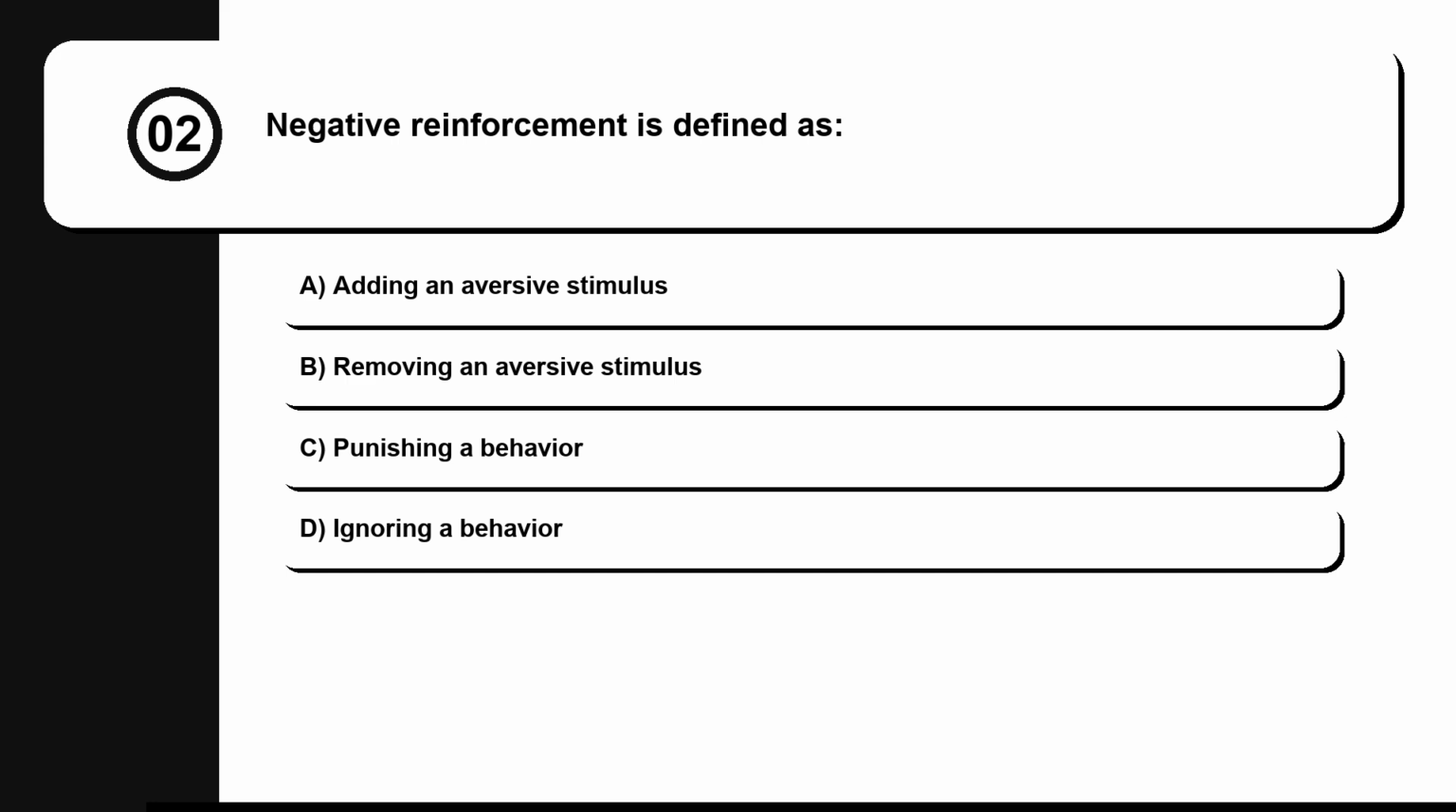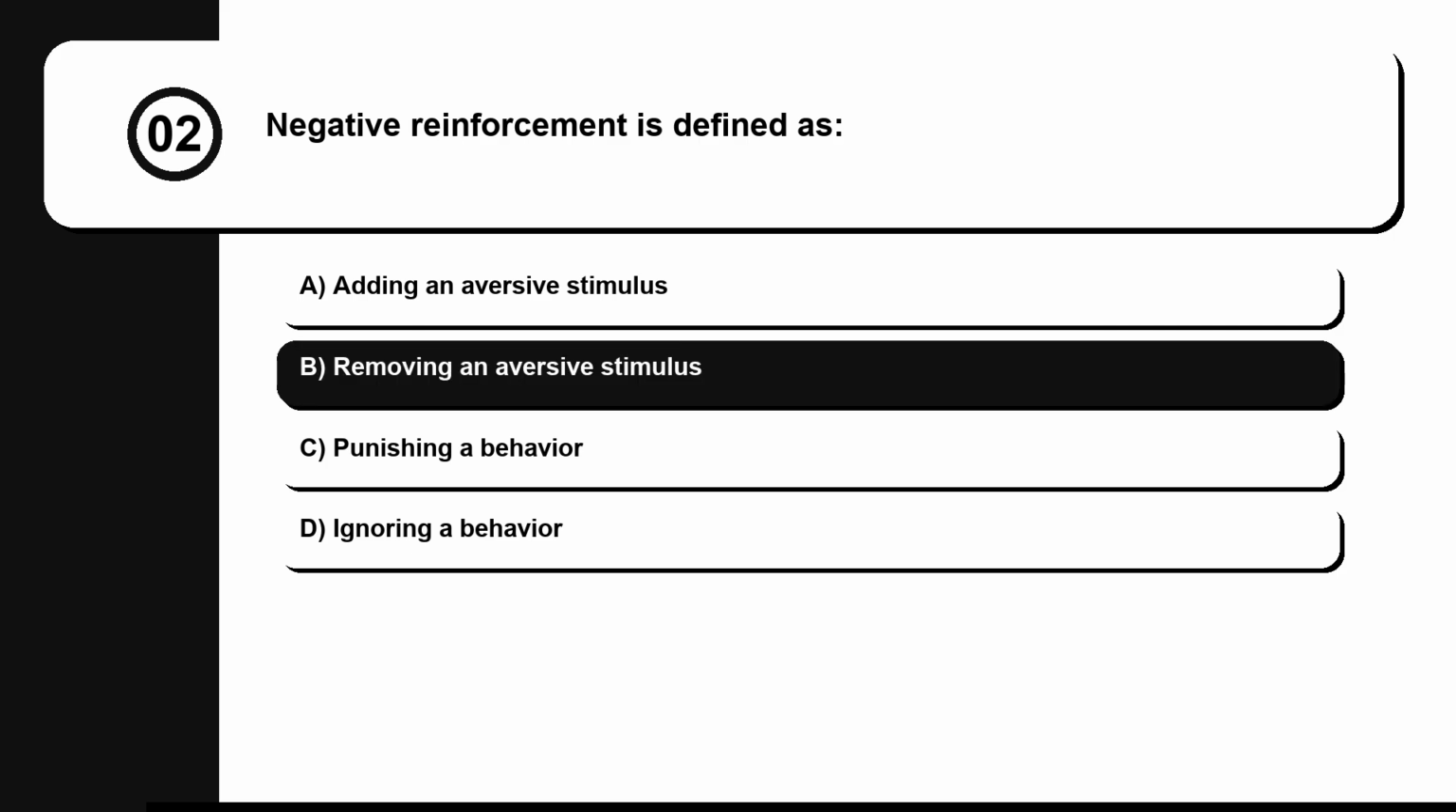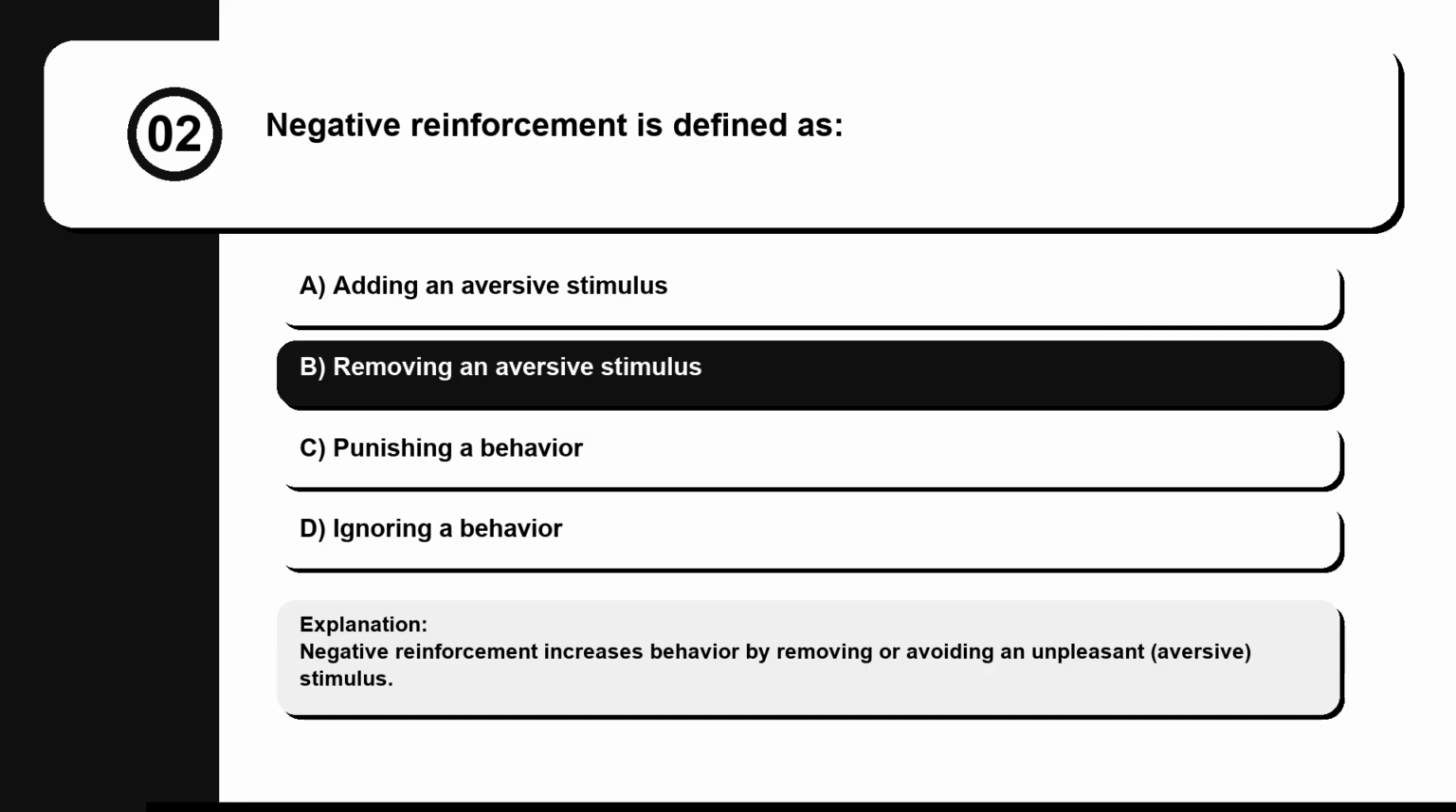Question 2. Negative reinforcement is defined as A. Adding an aversive stimulus, B. Removing an aversive stimulus, C. Punishing a behavior, or D. Ignoring a behavior. The correct answer is B. Removing an aversive stimulus. Negative reinforcement increases behavior by removing or avoiding an unpleasant, aversive stimulus.